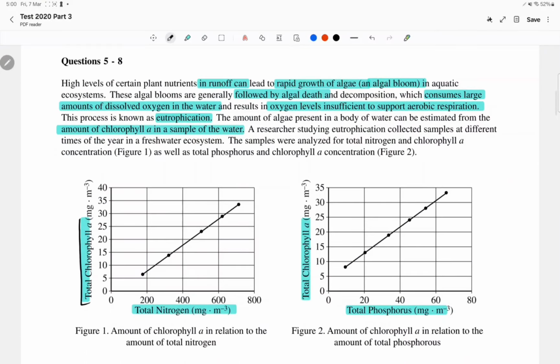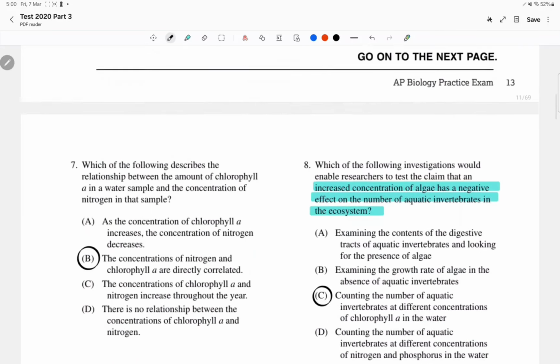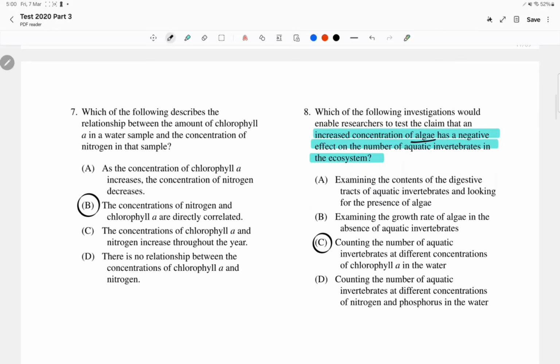Chlorophyll A tells you how many algae we have. And the investigation is about algae. So focus on chlorophyll A. If there is more chlorophyll A, you're going to have more algae and you're going to have a negative impact on the invertebrates. That means more chlorophyll A, more algae and fewer invertebrates.